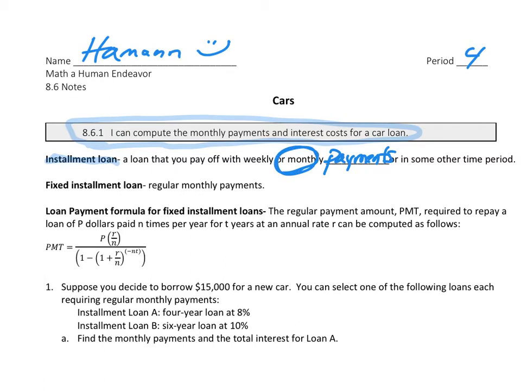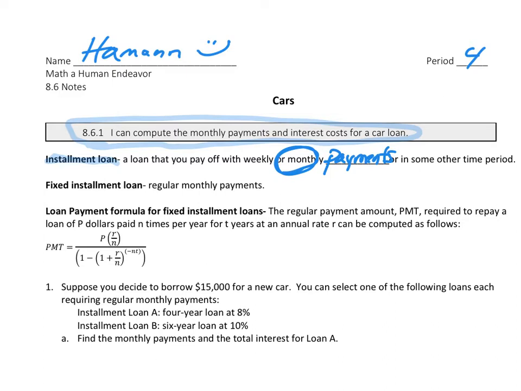There's also another type of loan that you could do, and it's called a lease. A lease is you're basically just renting the car. So you do not own the car. The bank owns it, and then you turn it in after your lease is up, and then you would have to either buy a car or lease a car. But what we're going to focus on are the loan payments.